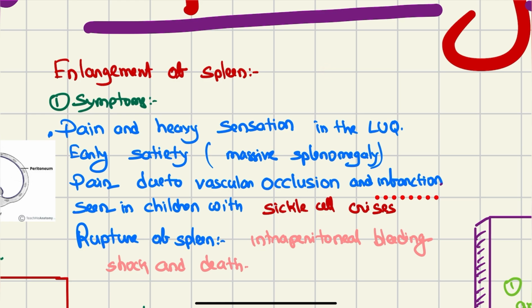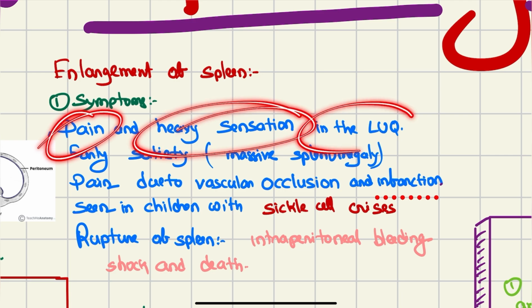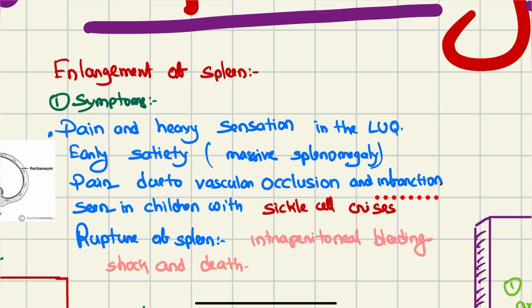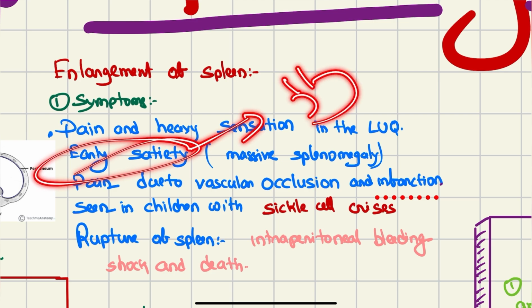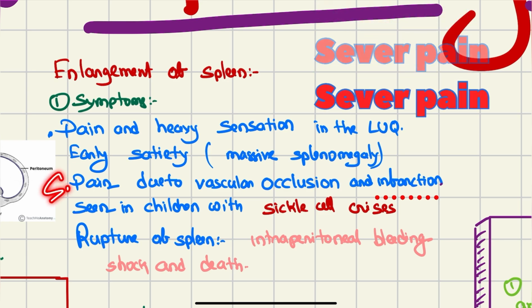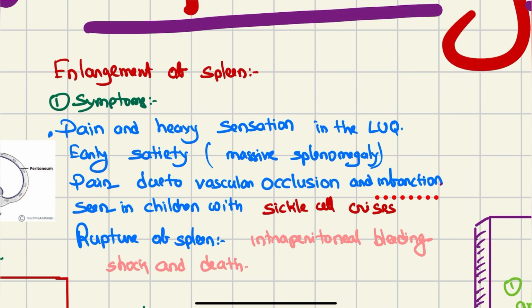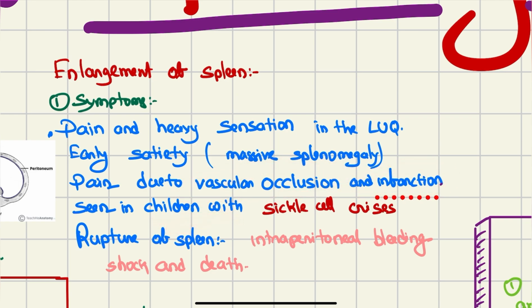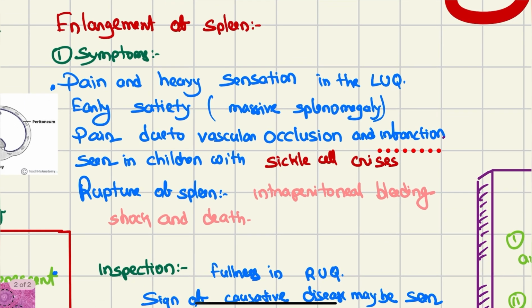First, the patient may have a complaint of pain and heavy sensation in the left upper quadrant where the spleen is generally situated. Patients also may complain of early satiety, which is due to compression of the stomach. It is generally seen in massive splenomegaly patients. Patients may also complain of severe pain. It is due to vaso-occlusion and infarction. It is generally seen in children with sickle cell crisis.